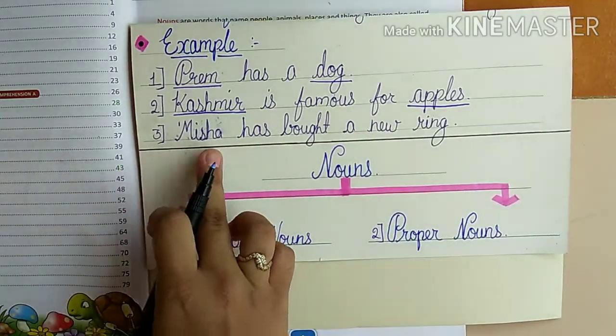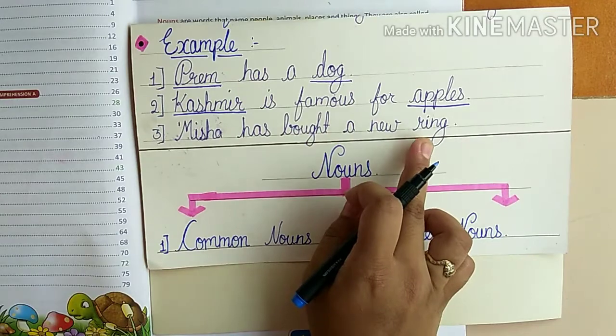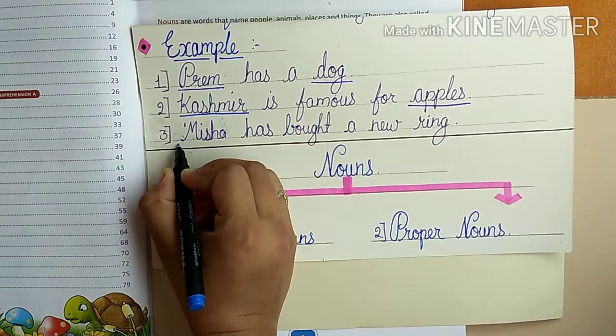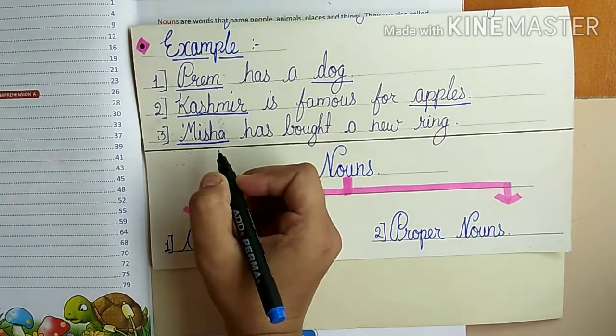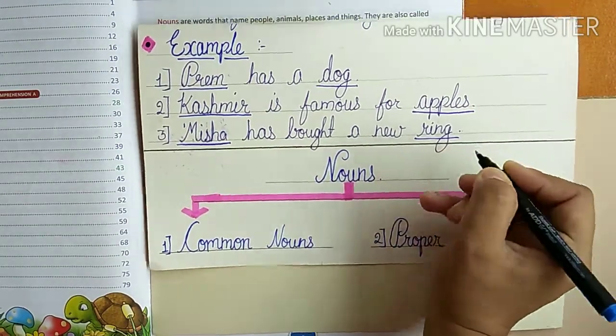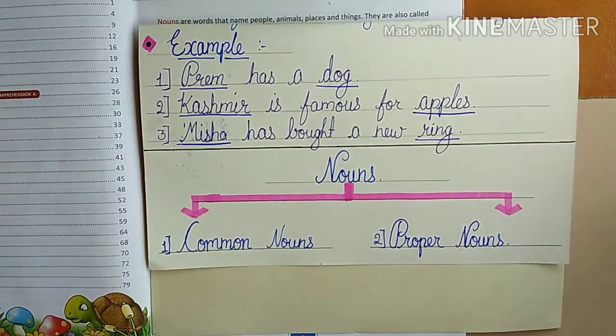Third, Misha has bought a new ring. Misha kya leke aayi hai? She has bought a new ring. So what is Misha here? Misha is a name of a person and it is a noun. And ring kya hai? Ornament hai. So now I hope you understood what is noun.